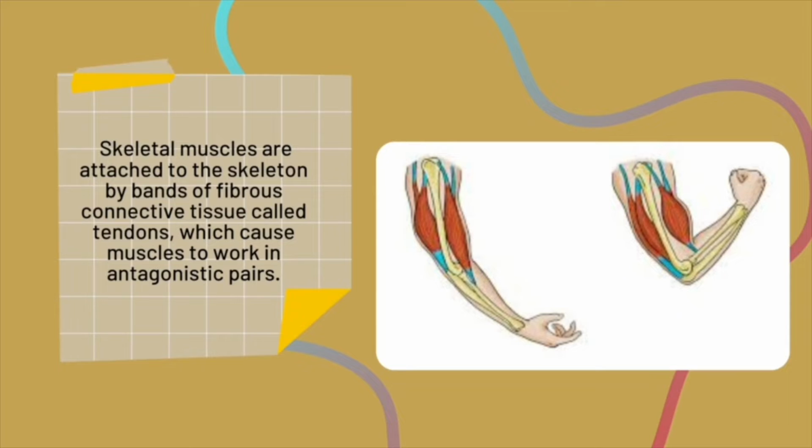Our hand is made up of upper arm and forearm bones. Both of these bones are jointed at the elbow. The upper arm bone is covered with biceps muscles and triceps muscles. The forearm bones are connected to fibrous connective tissue, which is the tendon.